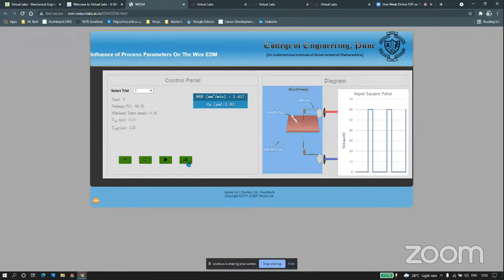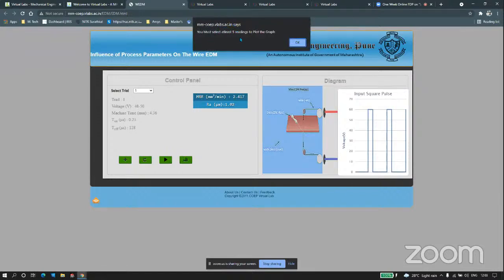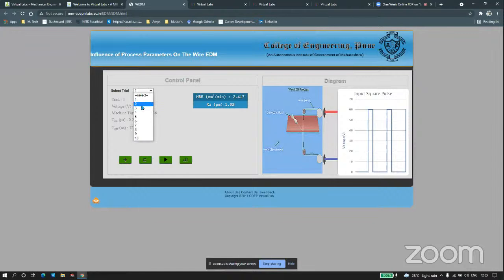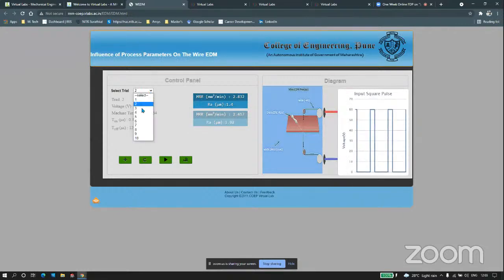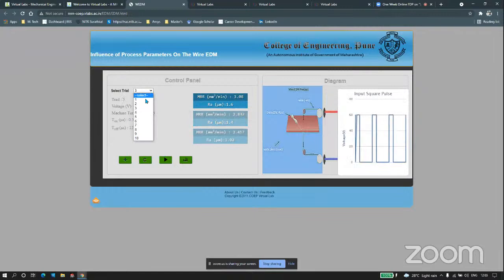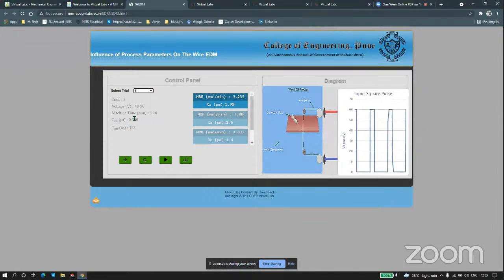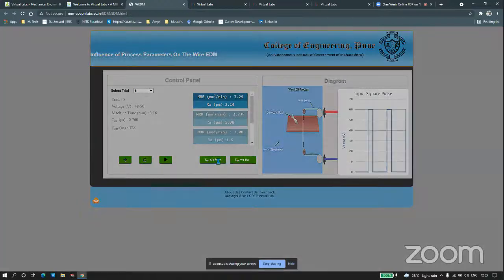Okay. Then we have a graph. It is asking that you must select at least 5 readings to plot a graph. So I'll select 5 values. Next, the material removal rate and machine time will change. So next I'll take 2 or 3 more values. So I have selected 5 trials. Now I'll plot the graph using the plot graph option. It will ask which graph to plot, on time versus material removal rate, or on time versus surface roughness. So I'll plot the graph.